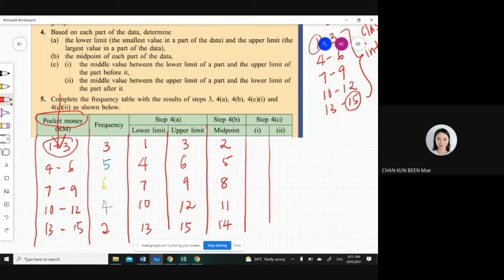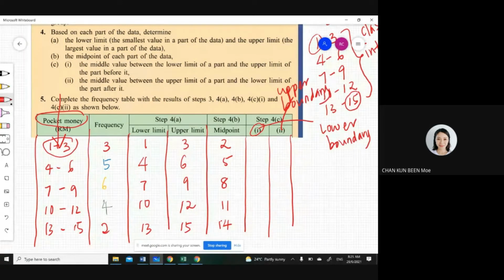Now step 4, 1 and 2. They want you to determine them. They didn't write them down over here. Number 1 is representing the lower boundary, and number 2 is representing the upper boundary. Also very simple. For the lower boundary and the upper boundary, we can refer to the diagram given. Just refer to the class given over here. The lower boundary comes from the upper limit of the class before it. This one is the upper limit for the class, and this one is the lower limit for the class, right?